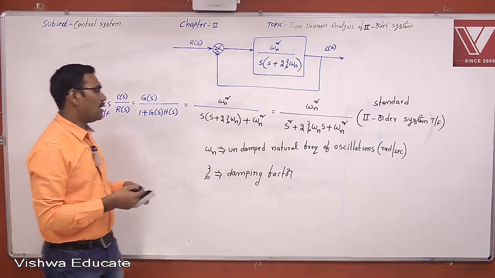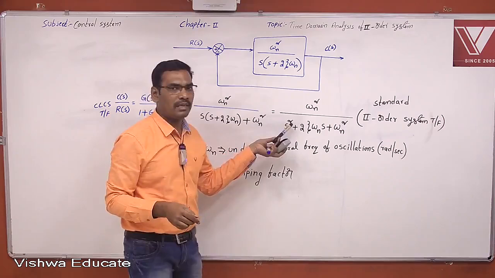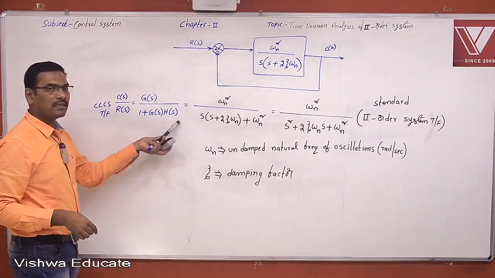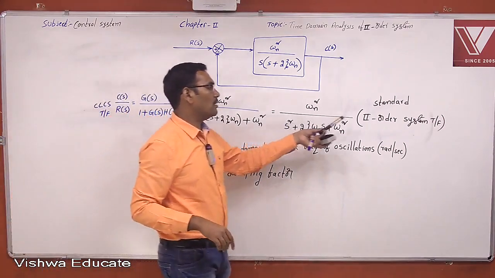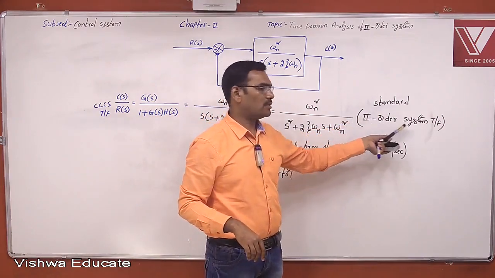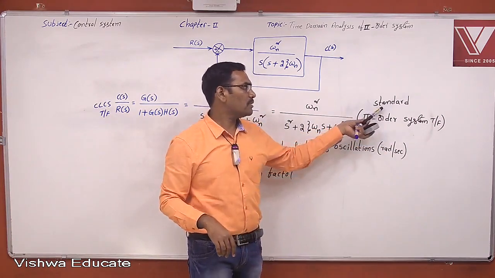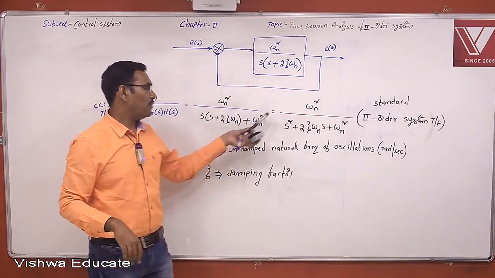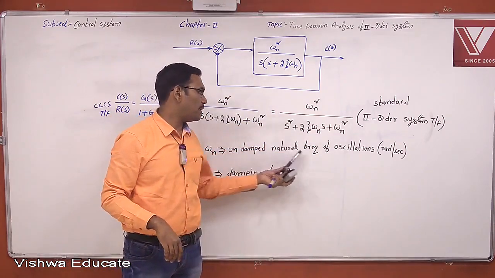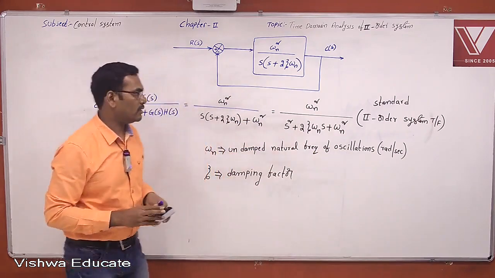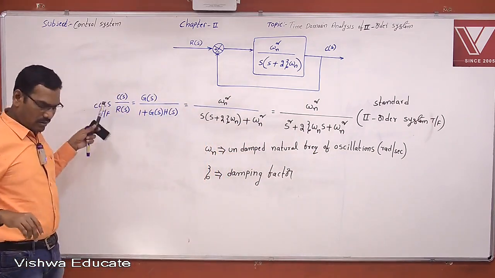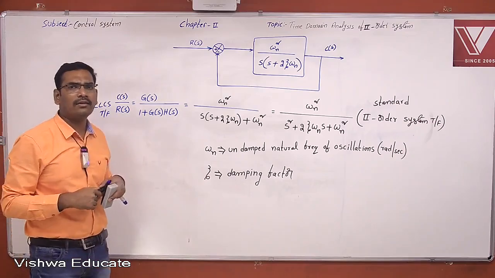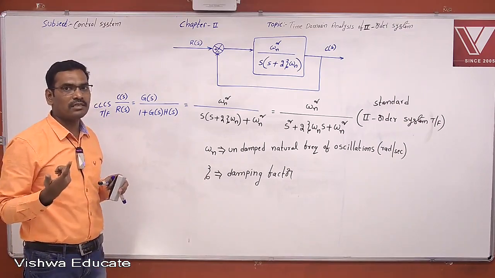Now this is the highest power in the denominator polynomial. Our highest power in the characteristic equation is nothing but 2. This is the standard second order system, where zeta is the damping factor and omega n is the undamped natural frequency of oscillations.